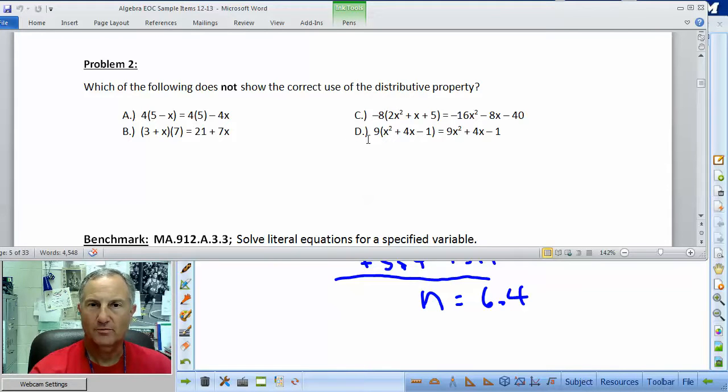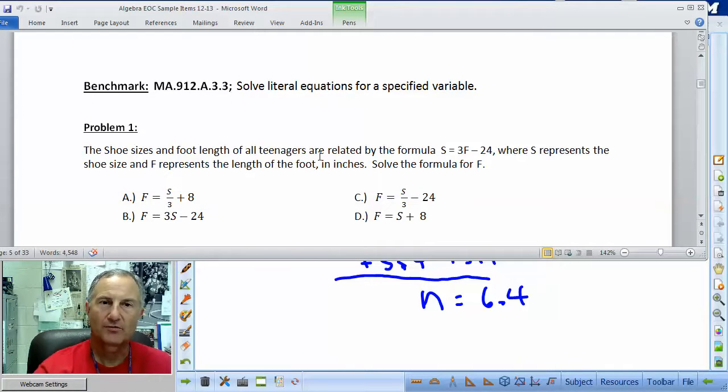Negative 40. That's good. 9x squared plus 36x. They forgot to distribute it to these two. So D is your answer there. Okay, it does not show the correct use because they did not multiply the 9 by the 4 or the 9 by the 1.